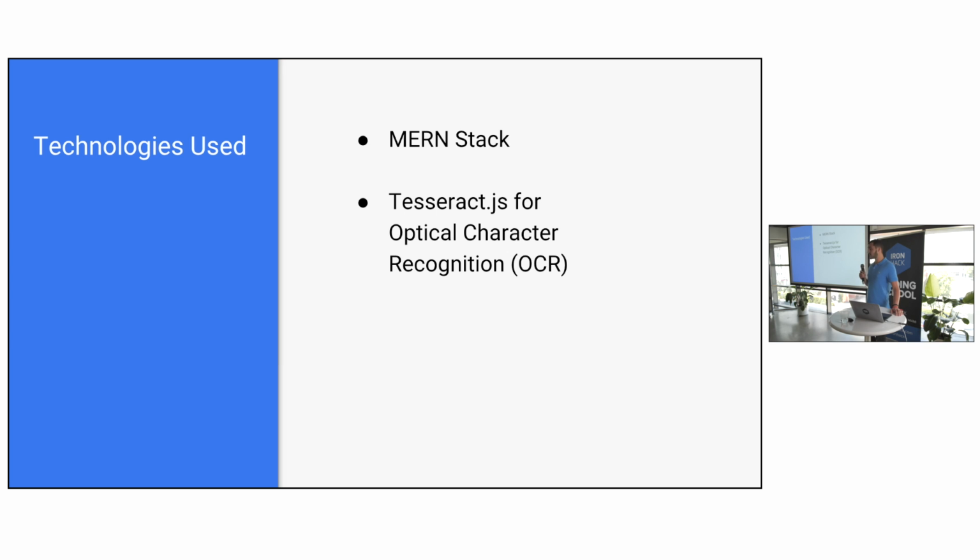To build this, I used MERN, so React, MongoDB, Express, Node, and a library called Tesseract.js, which does the optical character recognition, also known as OCR. So when I upload the image, it's actually going through Tesseract, which is a library that allows you to do that with file uploads.